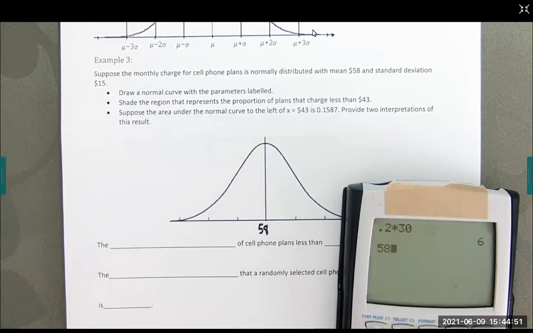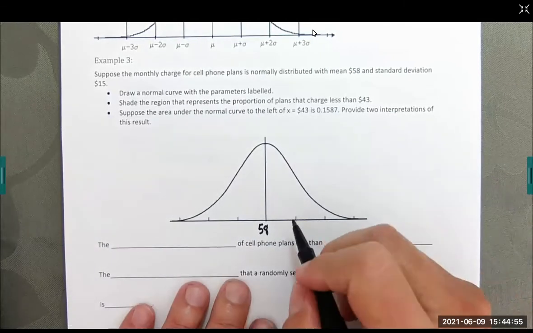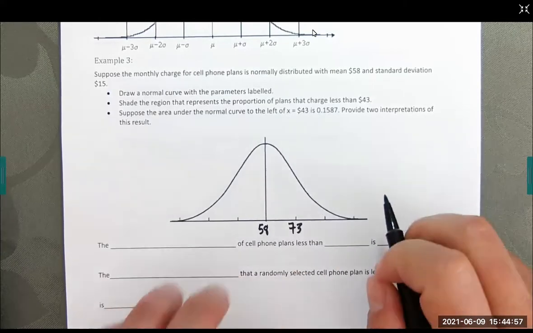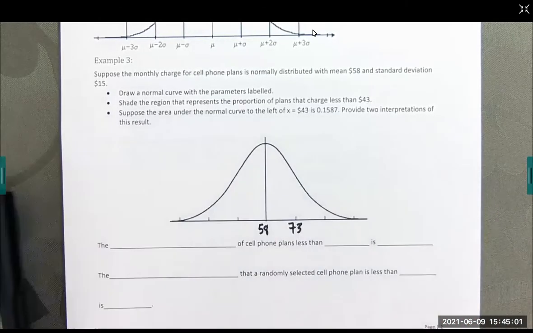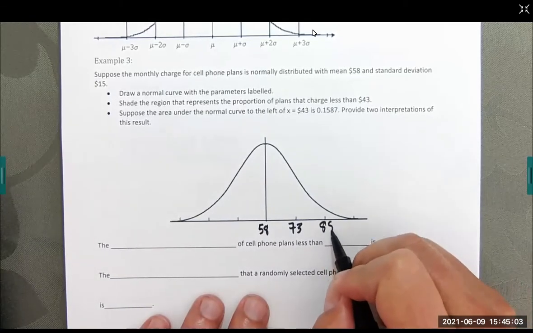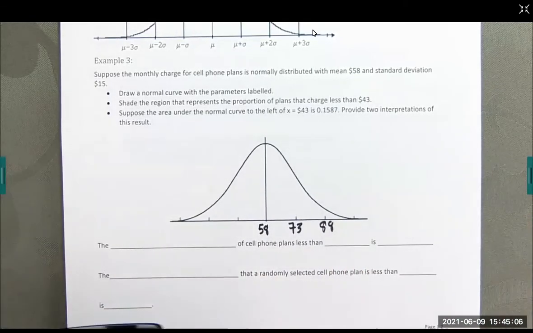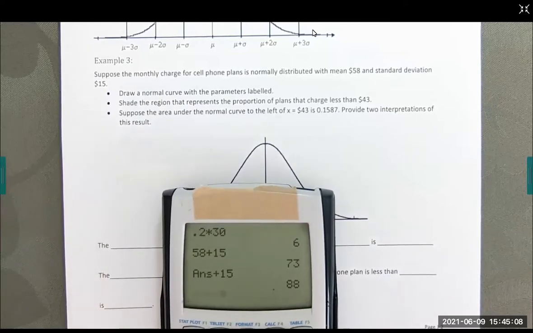So 58 plus 15. Here we're at 73. These are dollars. Plus another 15. We're at 88. These are obviously old cell phone plans. Plus 15. 103.